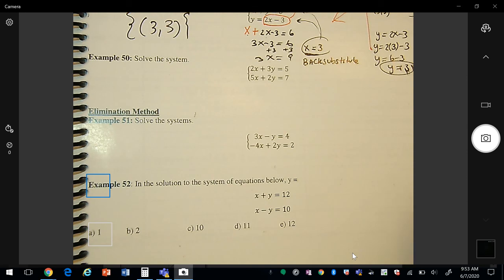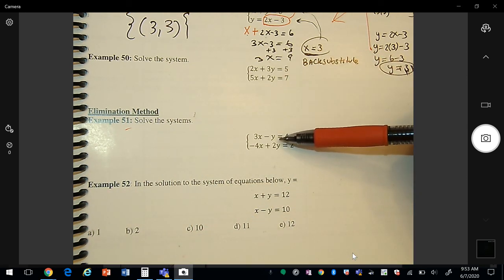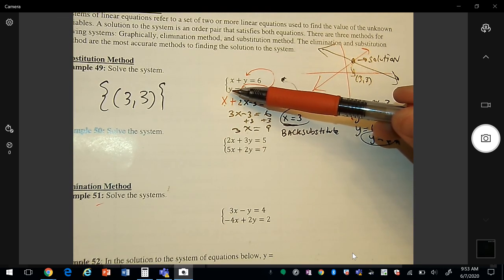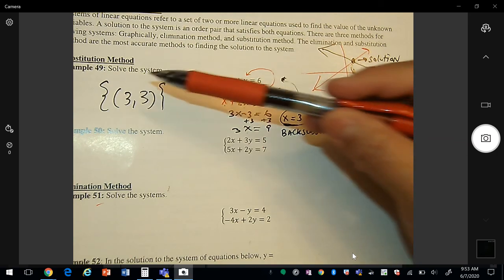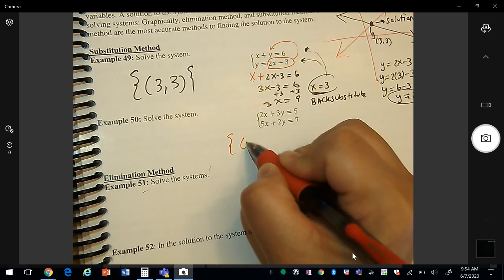For me, I like to use the elimination method whenever the equations are written like this. If I know one of the variables, for example here, that y is equal to this, then that's when I use substitution. Okay, so my solution here was 4, negative 1.